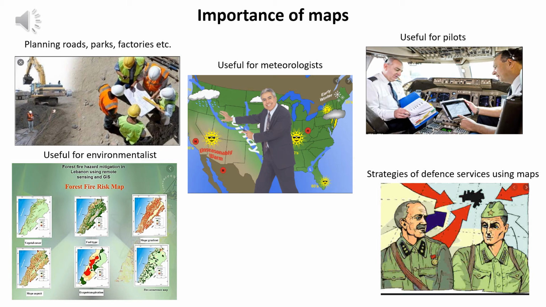Now let us see some of the uses of maps. The maps provide a lot of information for planning of roads, residential complexes, parks, etc. Maps are also useful to sailors, pilots, drivers, meteorologists, engineers, and environmentalists. Strategies of defense services depend on the information provided by the maps. Can you guess the type of maps you or your parents use from their mobile phones to find the route of a certain place?